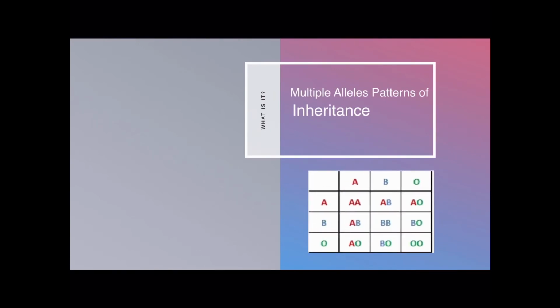Multiple alleles patterns of inheritance. What is it? Multiple alleles inheritance is another pattern of inheritance that is different from the others. Although individuals carry 2 alleles for a gene, in some circumstances more than 2 possible alleles exist in the population.